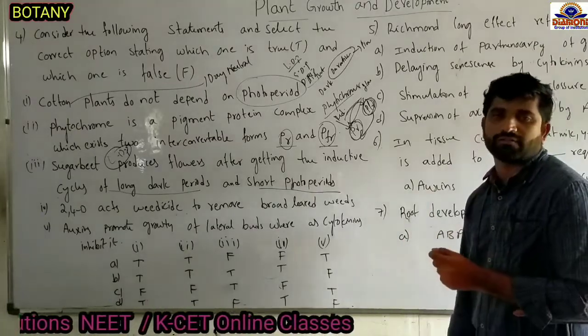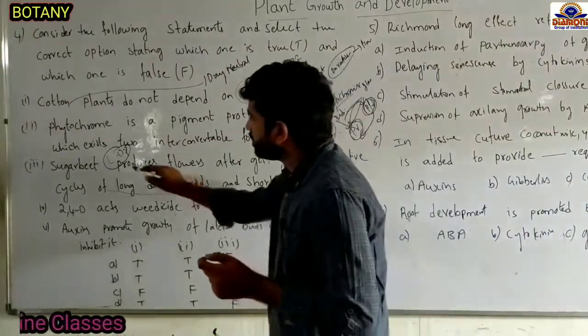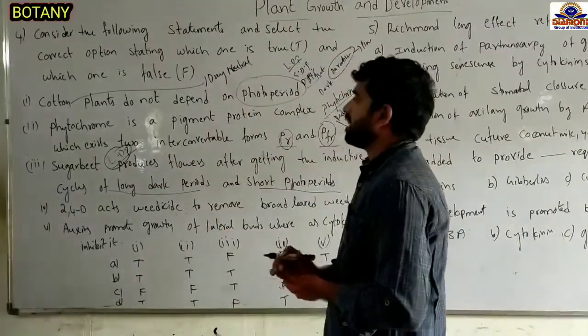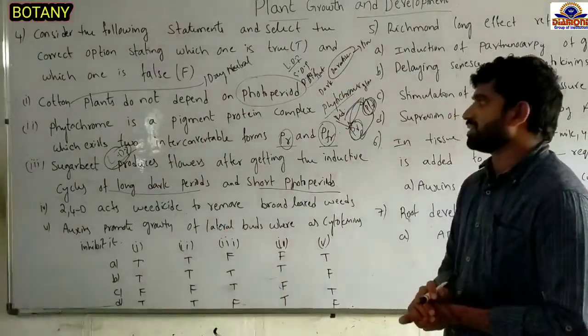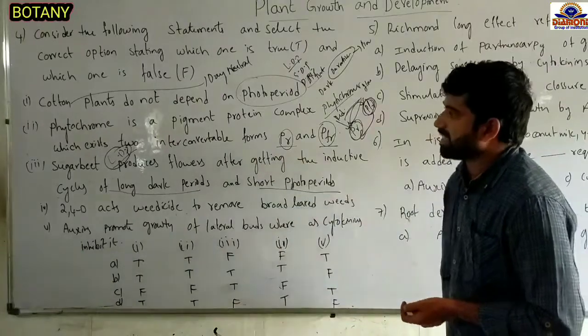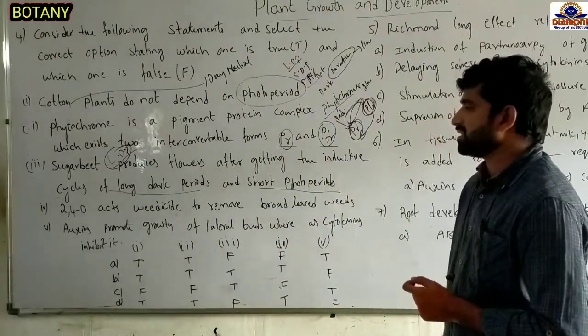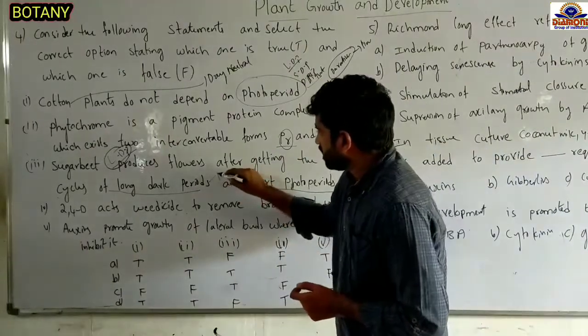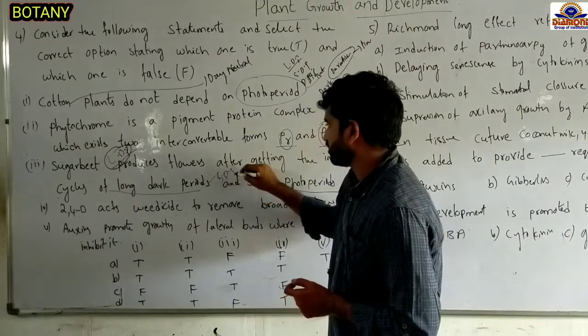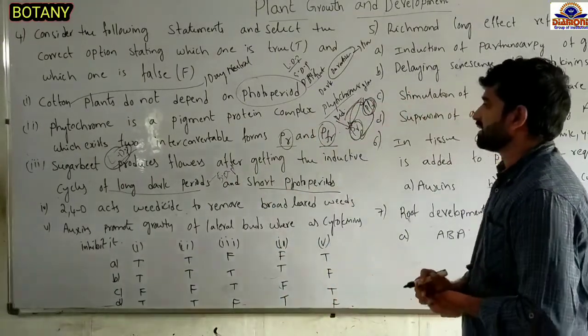Sugar beet is an example of a long day plant. It can produce flowers in the presence of a long light phase and a short dark phase, but the option given a long dark period, which is a character of a short day plant. So option 3 is an incorrect statement.